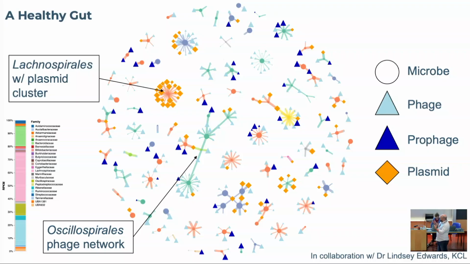But this just shows you how much of this kind of information you can get from even single samples. This is data from a collaboration with Dr. Lindsay Edwards, who's in the audience. This is basically looking at just a brief snapshot of a healthy gut sample from an FMT experiment. So all the little stars are microbes, the orange diamonds are plasmids, and the blue triangles are phages. So you're simultaneously de novo assembling phages, assembling plasmids, and connecting them all together.